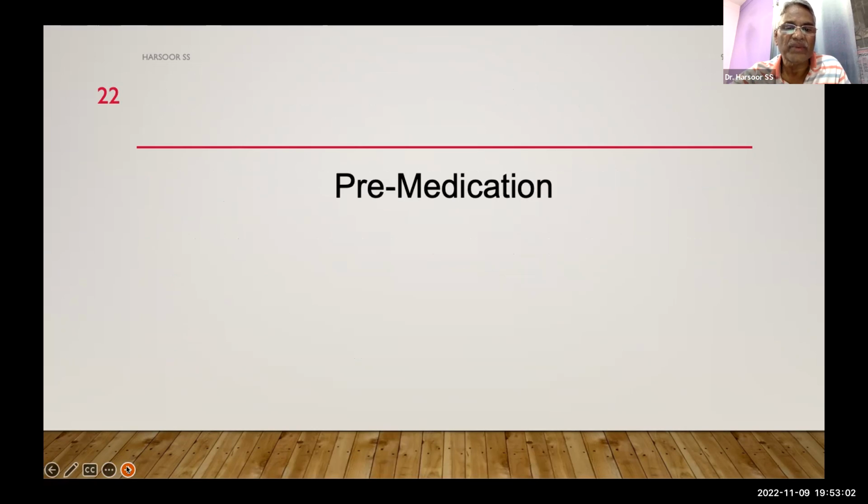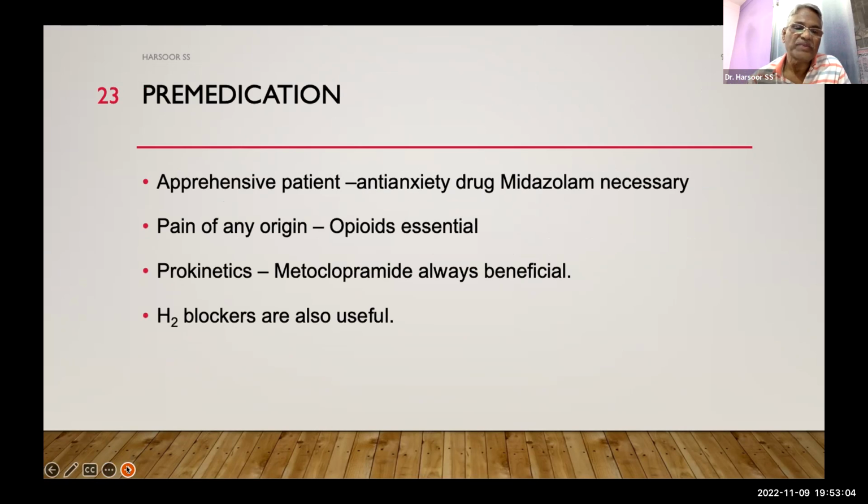So coming to the premedication, in an apprehensive patient, yes, naturally the serum blood glucose levels are likely to go up. So anti-anxiety drugs like midazolam are necessary.